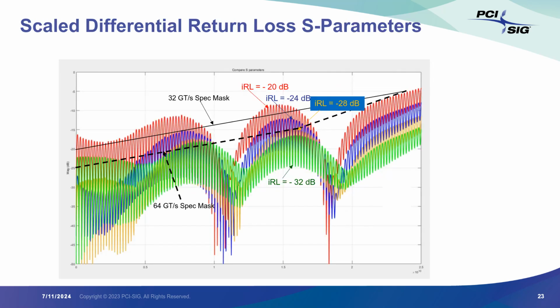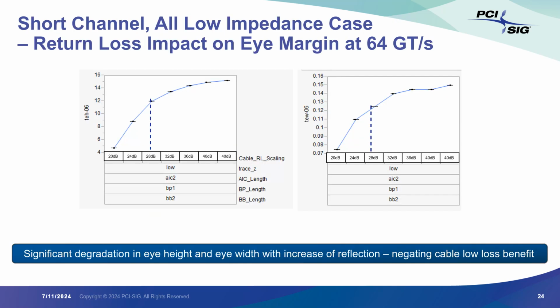But once you have that, then we basically generate those types of S parameters corresponding to different integrated return loss IRL values. And we perform a study. This study shows here that we picked particular topology parameters, which on the x-axis you are seeing: the trace impedance, add-in card length, backplane length, baseboard length, and then we vary the cable IRL scaling, meaning we are varying just the reflection characteristics of the cable.